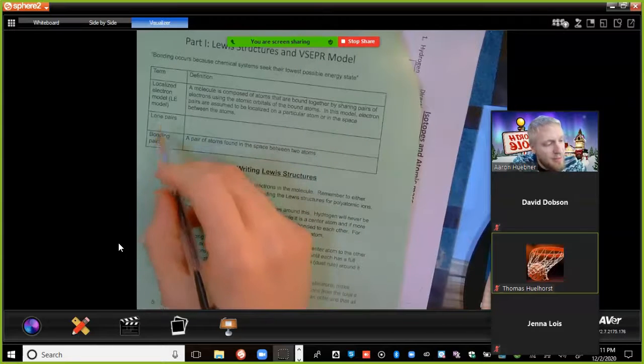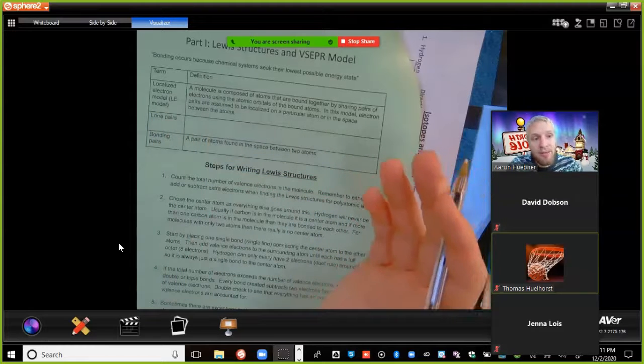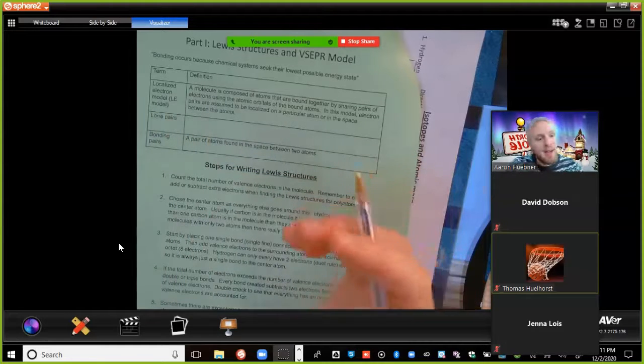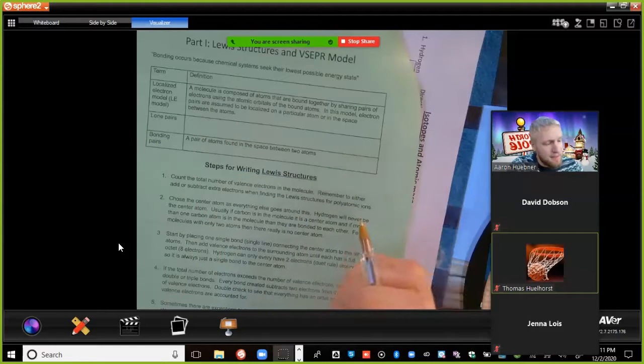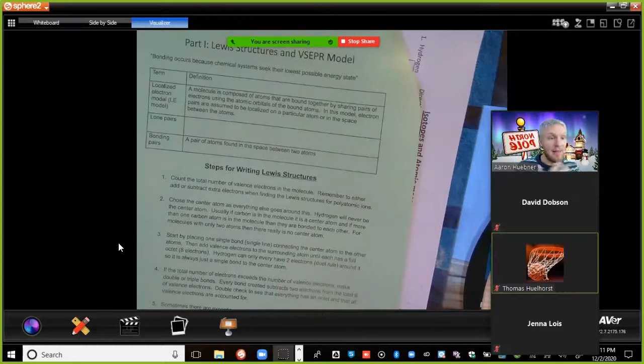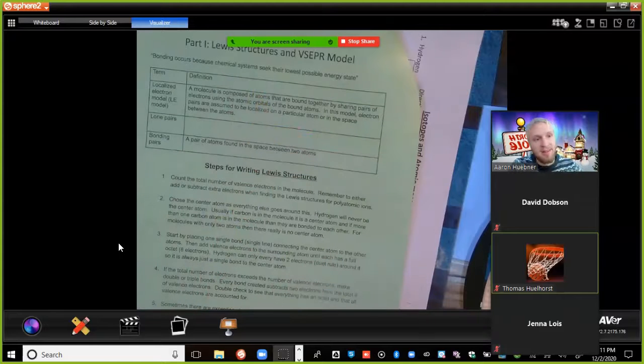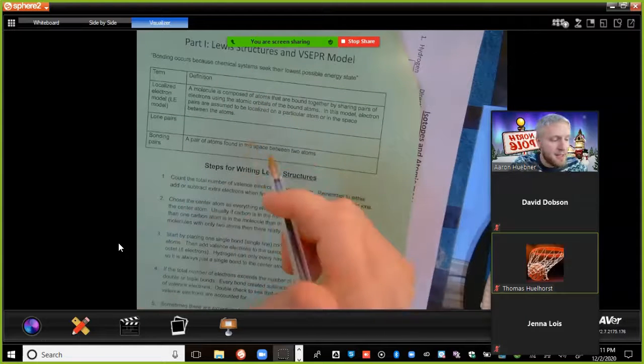We've got lone pairs and bonding pairs, and we're focusing mainly on covalent compounds where electrons are being shared. Ionic is basically stealing of electrons, so you don't really have a typical line bond. It's more or less just a plus and a minus, and it's a very strong electrostatic attraction.